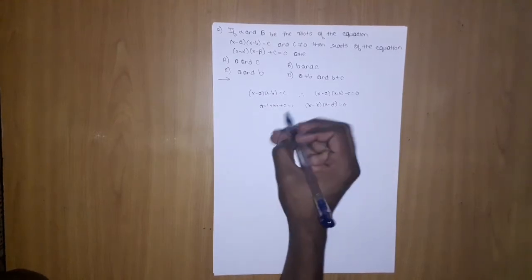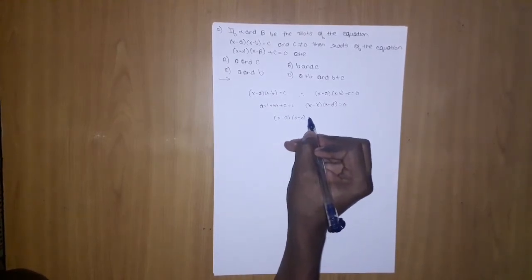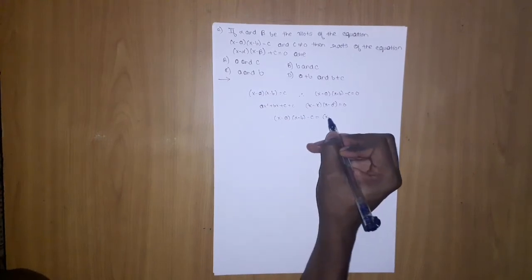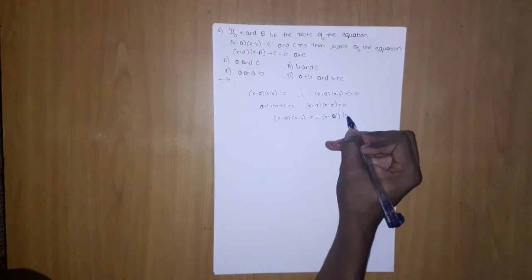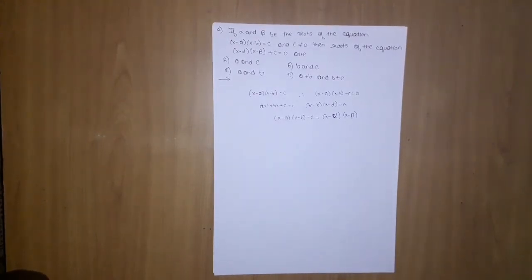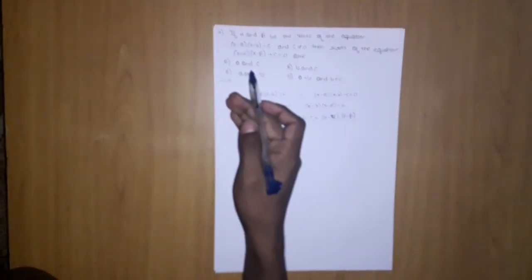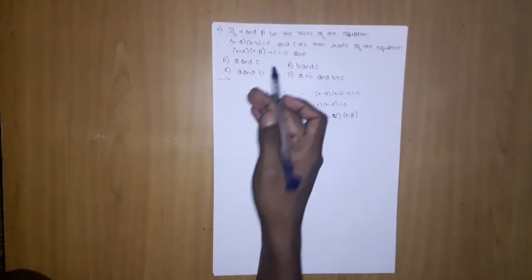So these two will be equal: x minus a, x minus b, minus c is equal to x minus alpha into x minus beta. We can write this equation like this. Now just check the roots of the equation x minus alpha, x minus beta plus c equal to 0.